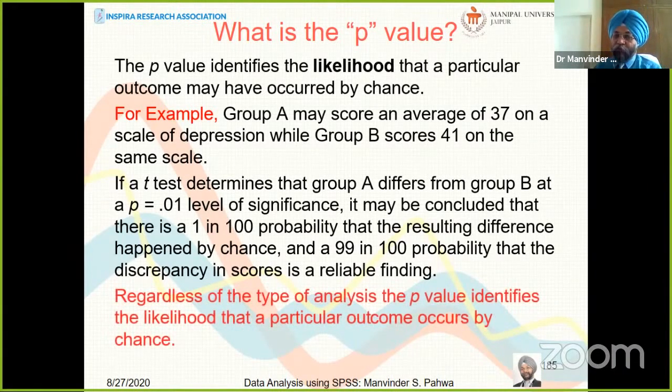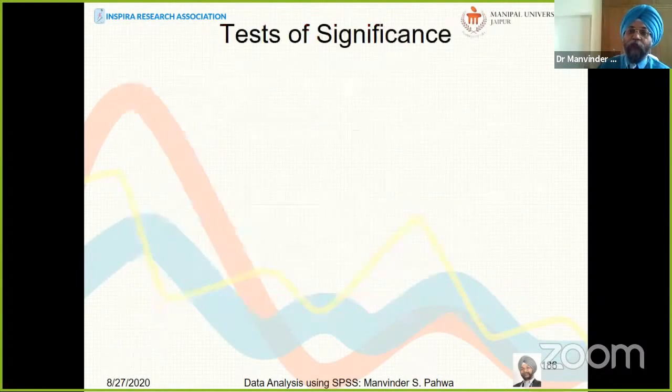Regardless of the type of analysis, the p-value identifies the likelihood that a particular outcome occurs by chance. So if 95% is the confidence level, the likelihood that the outcome may have occurred by chance is only 5%. So 5% is the significance level, that is the p-value.